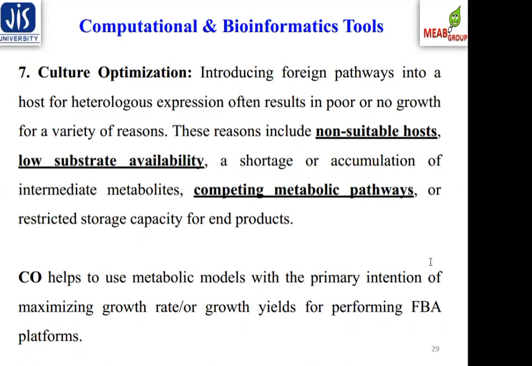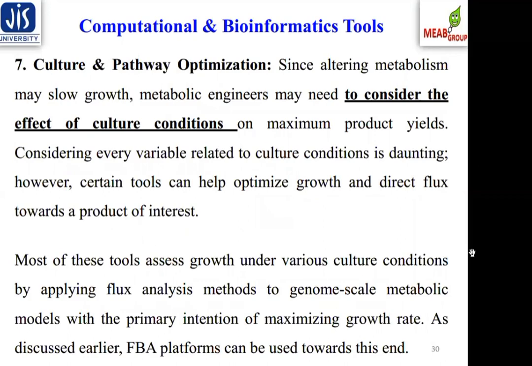So culture optimization, or CO, helps to use the metabolic model with the primary intention of maximizing the growth rate, growth yield or product yield by performing flux balance analysis, or the FBA platform. Since altering metabolism may slow down growth, metabolic engineers need to consider the effect of the culture conditions, that is the internal or external microenvironment, on maximum product yield. Considering every variable related to culture conditions is daunting. However, certain tools can help optimize growth and direct the flux towards a product of interest.